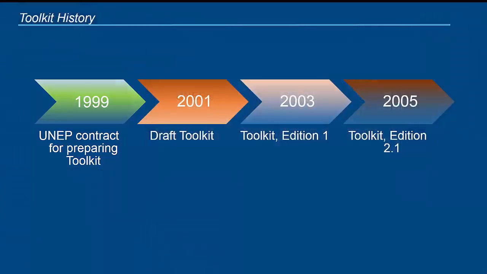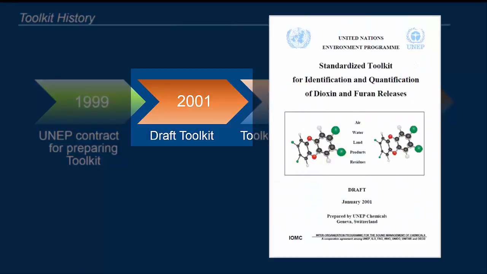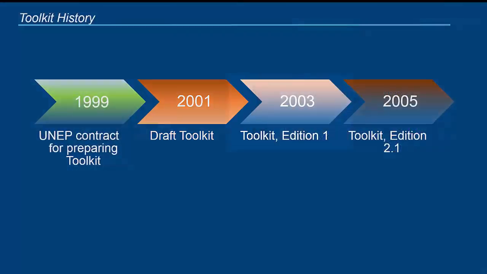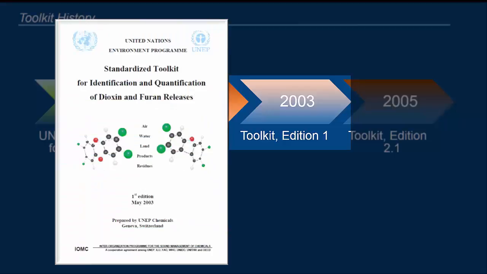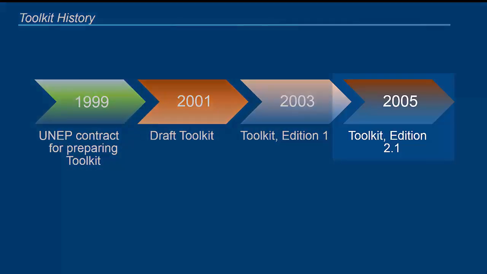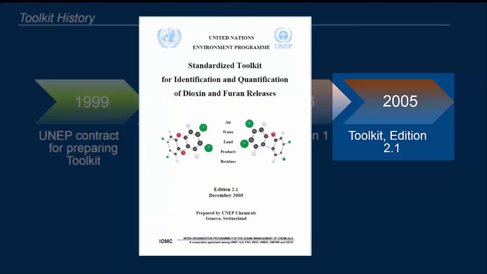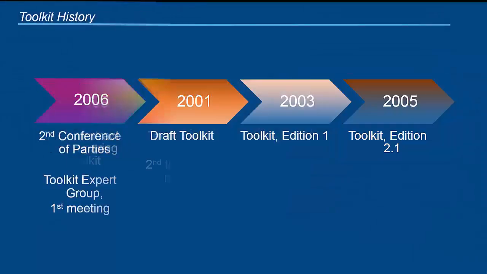In 2001, UNEP published a draft of the toolkit and invited feedback from countries that were using it to prepare their inventories. Following modest revision, UNEP published Edition 1 in 2003 and invited comments from both countries and non-governmental organizations. In 2005, UNEP published a slightly revised Edition 2.1, again inviting comments from countries and NGOs.